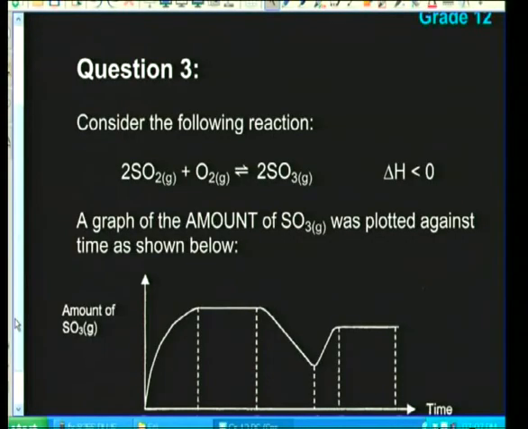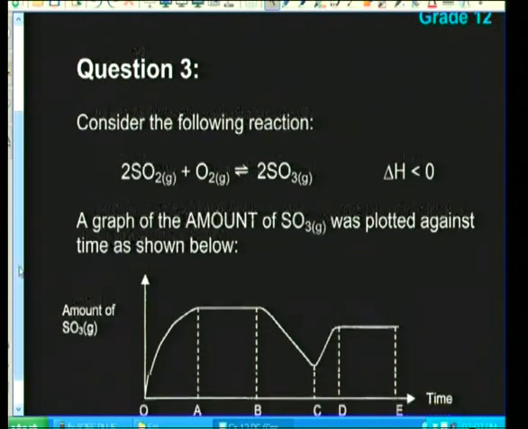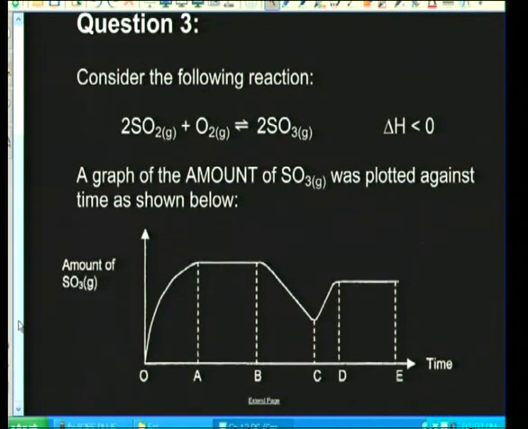Welcome back. We're about to tackle the last question on chemical equilibrium, specifically dealing with graphs and how we can interpret them in chemical equilibrium. Consider the following reaction: sulfur dioxide, SO2, and oxygen react to form sulfur trioxide, SO3. The graph shows the amount of SO3 plotted against time as shown below.